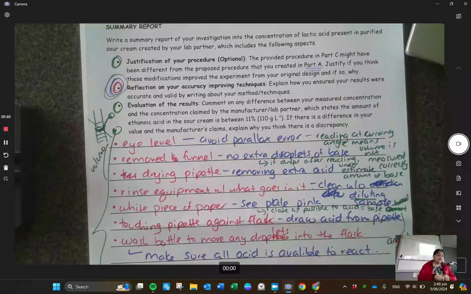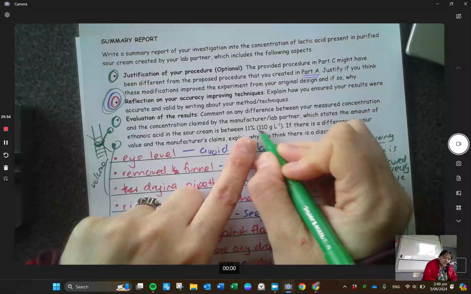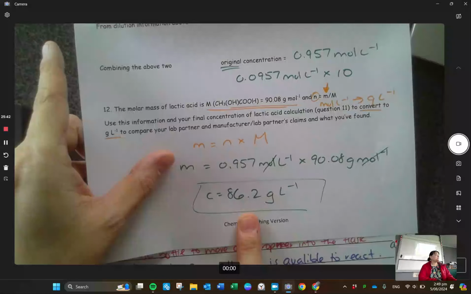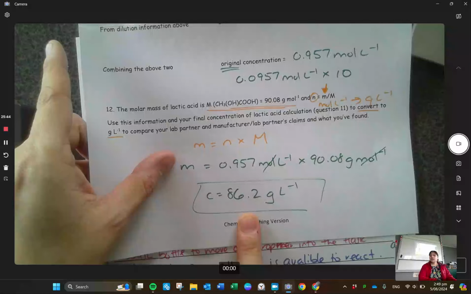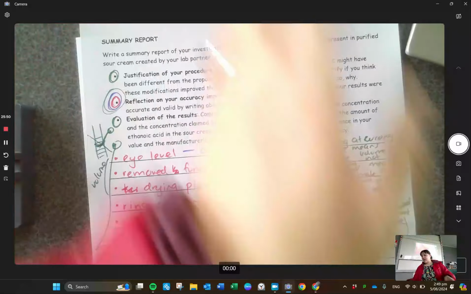So in this case, the lab partner said that it should be concentration of 110 grams per liter, but when you guys did the calculation, you found that it was actually lower. So we need to explain why is this lower than what my lab partner is saying. So we need to figure out what could have been the errors.